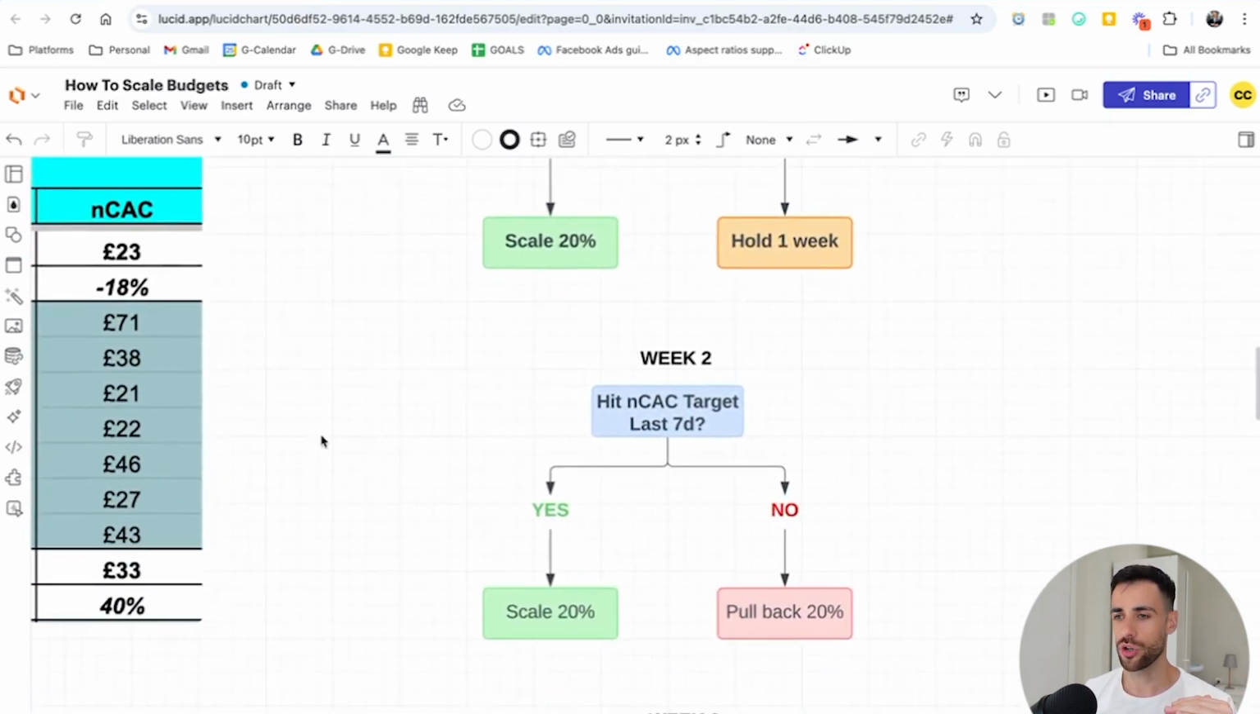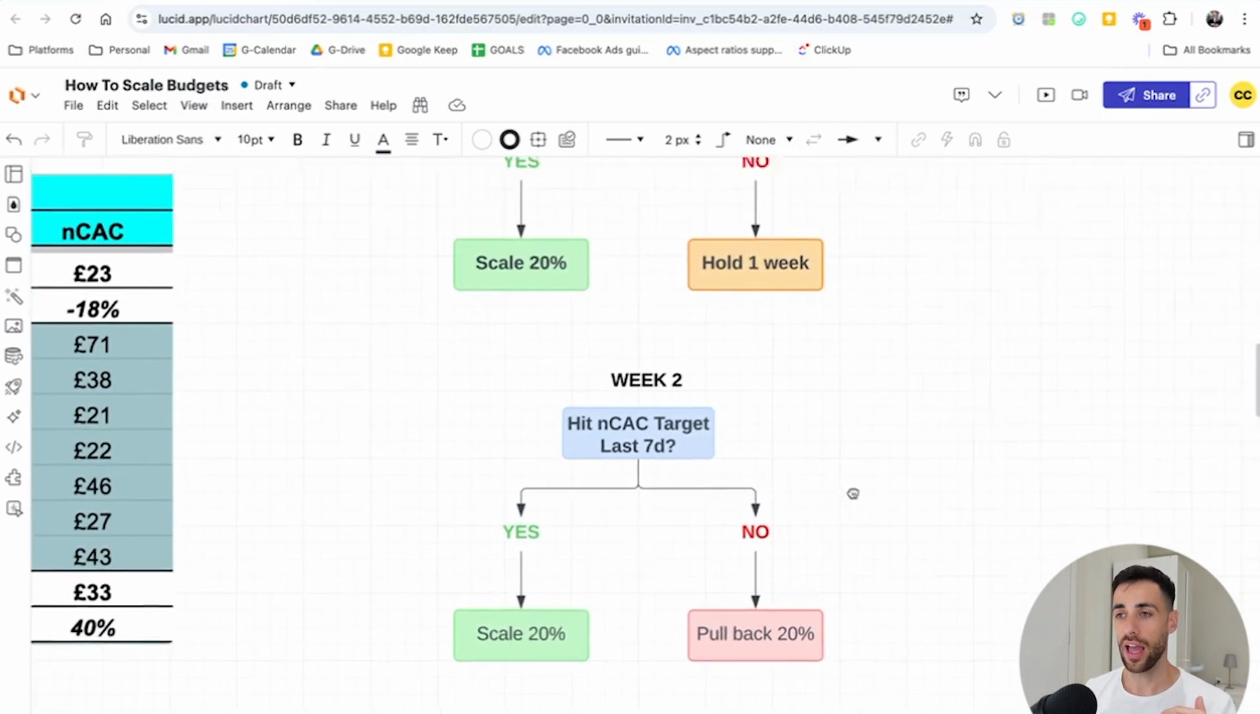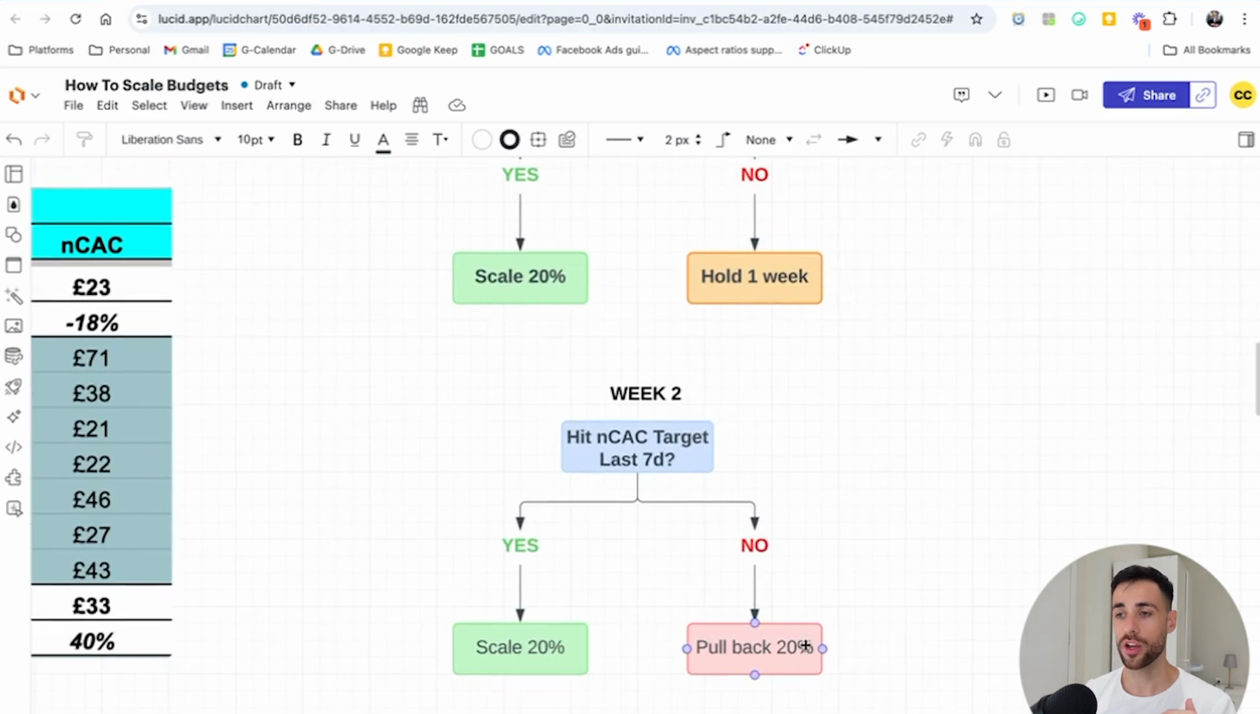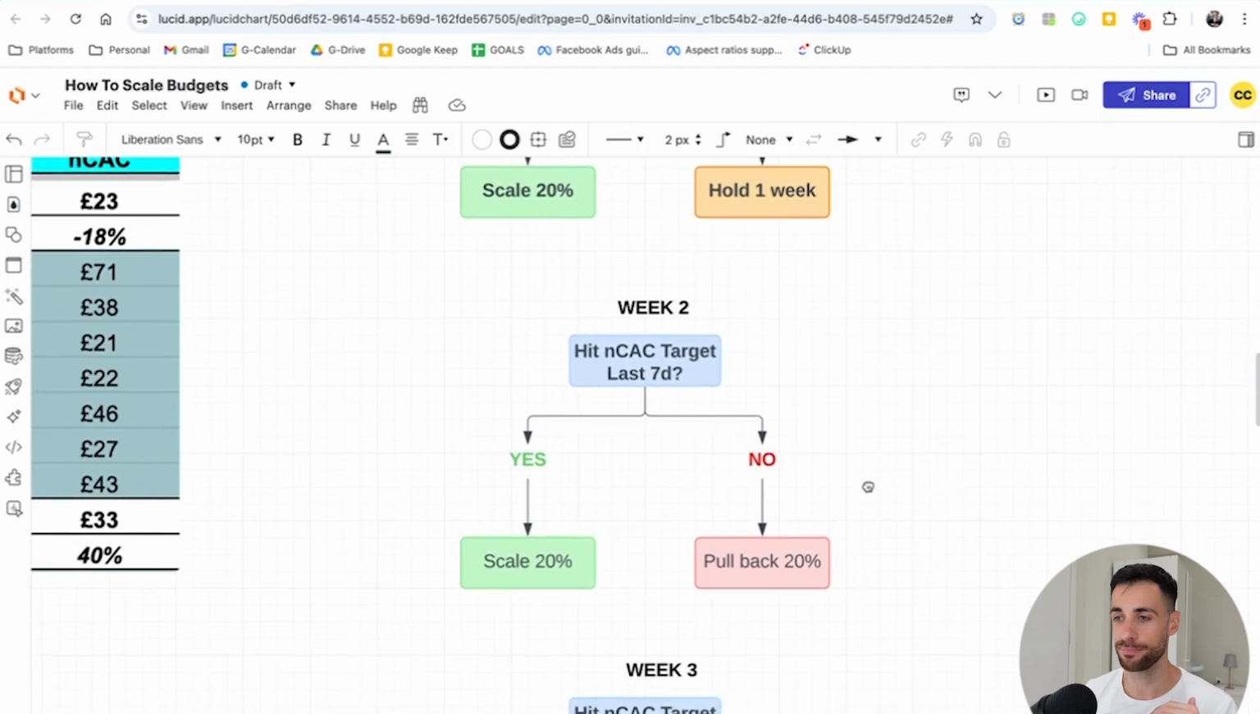We then come into week 2. Again, same day, we look at last 7 days. Did we hit our NCAC target? If the answer is yes, you do that same process, you scale again. If the answer is no, and we had held the week before, you're then going to pull back 20%. If we'd held the week before and we hit our target this last week, you can of course scale as well. It's only if we're holding that we now have to pull back 20%, because we're not efficient at our current scale. We're spending too much money and not hitting our target.